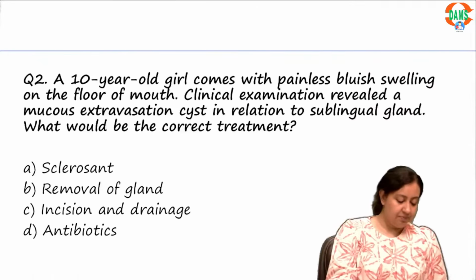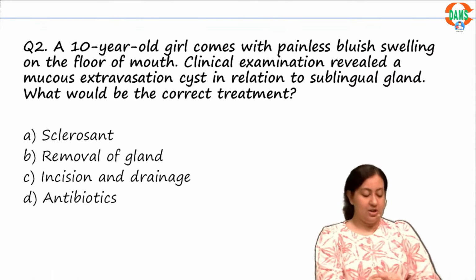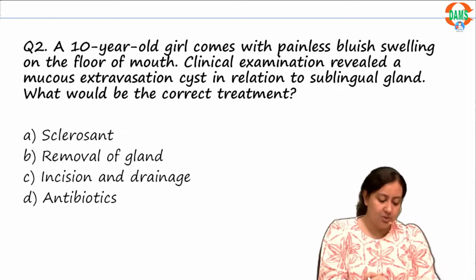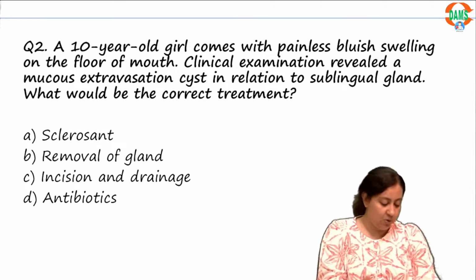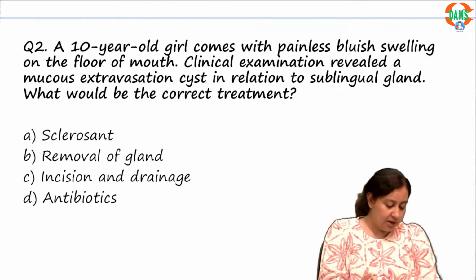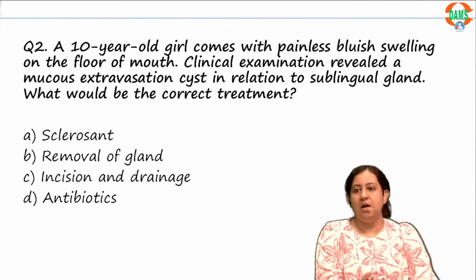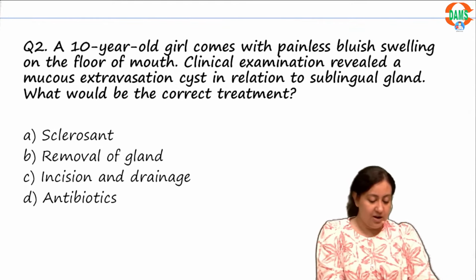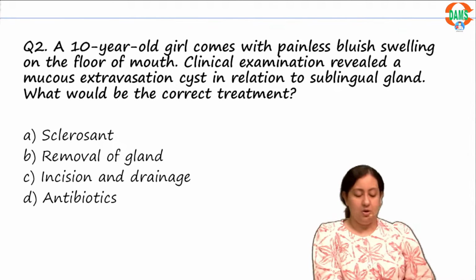Alright. Now, coming to the next question. A 10-year-old girl comes with painless bluish swelling on the floor of the mouth. Clinical examination revealed a mucus extravasation cyst in relation to sublingual gland. What would be the correct treatment? A. Sclerosant. B. Removal of gland. C. Incision and drainage. D. Antibiotics. So please quickly let me know your answers in the comment section below.